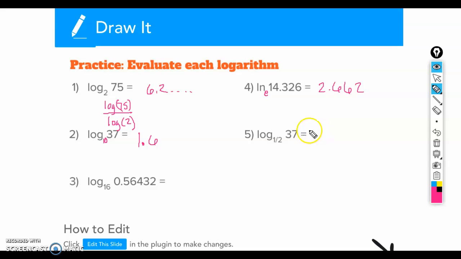Danny, what did you get for 5? For 5, I received negative 5.21. Negative 5.21. You can have negative outcomes. And then log base 16 of that big long decimal. Soledad, what'd you get? 0.2.